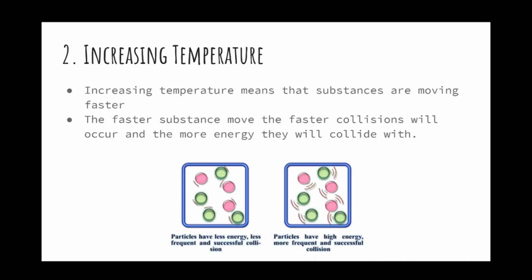But as they're also colliding, and colliding with faster speeds, they're going to be colliding with more energy. So if they both collide more frequently and collide with more energy, that'll increase the rate of the reaction because there are more successful collisions, and it's more likely that they will collide with enough energy for the reaction to occur. So increasing temperature actually works on two fronts.